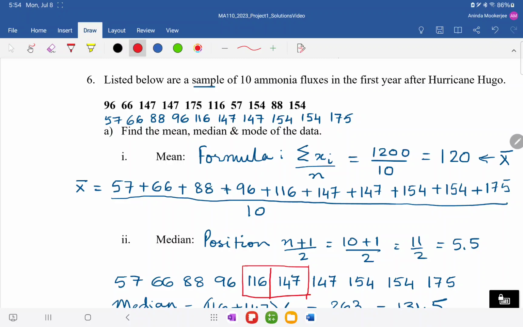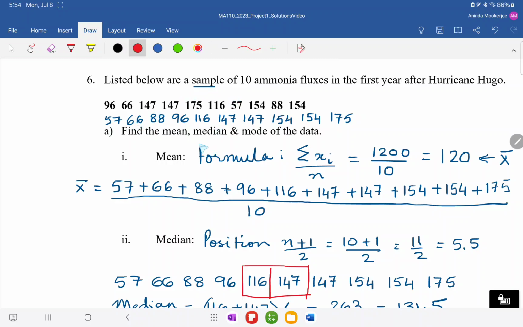Question number 6 is on finding the measures of central tendency. Listed below are a sample of 10 ammonia fluxes in the first year after Hurricane Hugo. This is the list of the ammonia fluxes that happened in the air in the first year after the hurricane incident. Now, the data 96, 66, 147, as you can see, is not arranged in ascending order, not arranged from lowest to highest value.